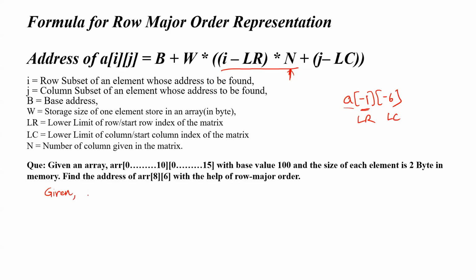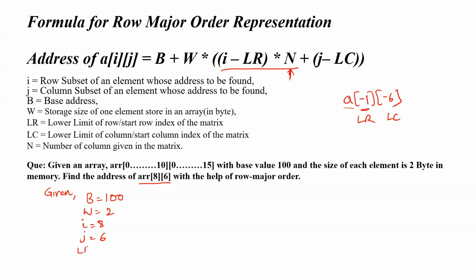So first of all, we'll require B. B is given as 100. Second thing I will require is W. W is 2 bytes. The value of I and value of J is given as 8 and 6, meaning we want to find the address of this element 8, 6. That's why the value of I and J is 8 and 6.